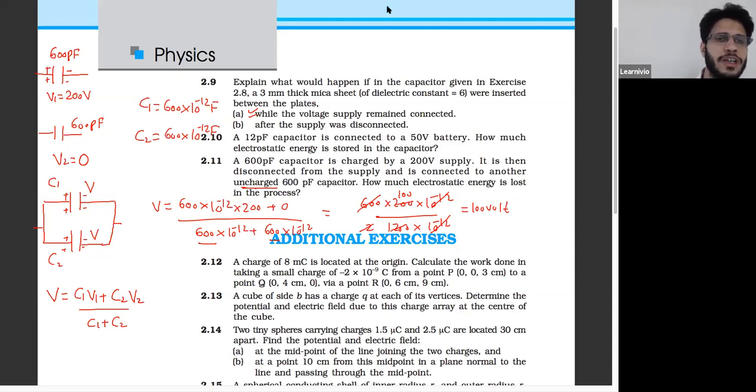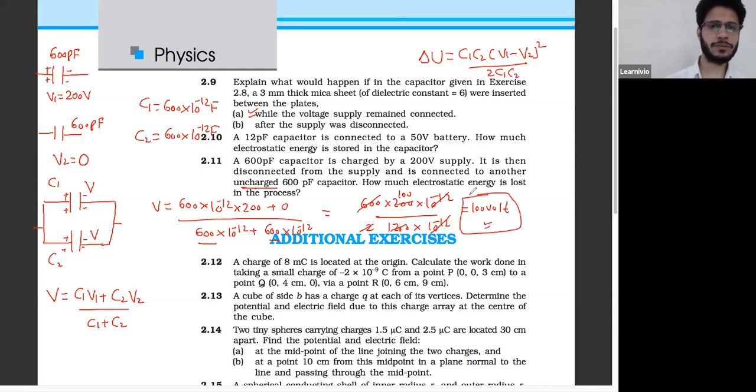The formula for lost energy, we have derived it. The formula of loss in energy is C1 C2 into V1 minus V2, whole square, by 2 times C1 plus C2. Just substitute these values here and get the value of loss in energy. Though they haven't asked about the common potential, we have calculated it. Now substitute the values of C1, C2 here and calculate the loss in energy.